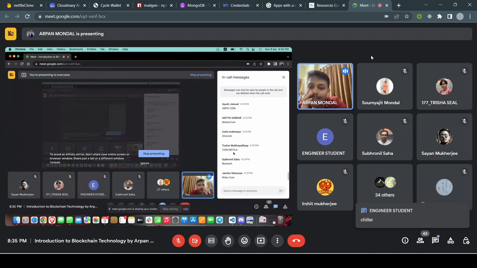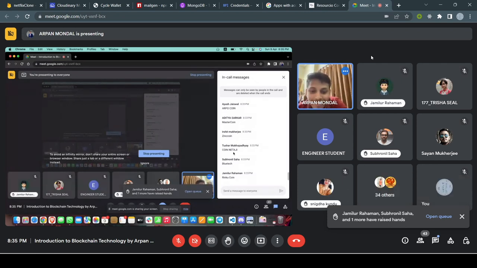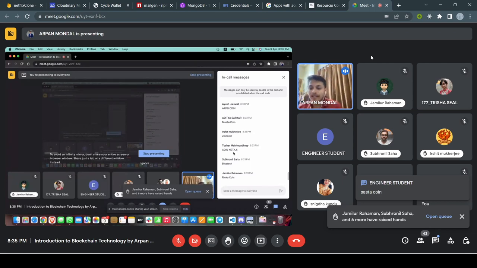Tushar, coin Netaji, how many votes? 1, 2, 3. 3 votes. For Netaji, how many votes? Come on, guys. 4, 5, 6. One more vote and it's going to be the top. Any more? Okay. I think 10 people are in this meeting.